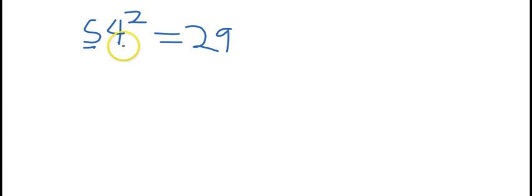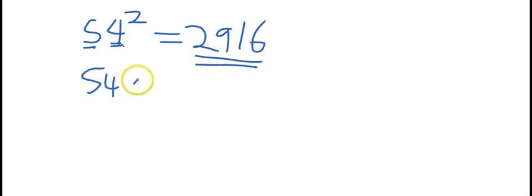Then we square the second digit, which is the 4. And squaring 4 means you get 16. Attach 16 to the first. And this is the answer for 54 squared. That means 54 times 54 will give you 2,916. You can do this mentally.